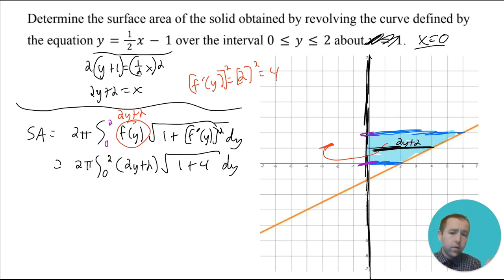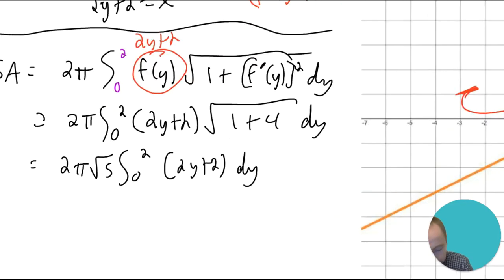Now the square root of 1 plus 4 is just the square root of 5. And that's just a constant multiplying with 2y plus 2, so we could pull the square root of 5 in front, so we get 2 pi square root of 5 in front, integral from 0 to 2 of 2y plus 2, that's with respect to y.